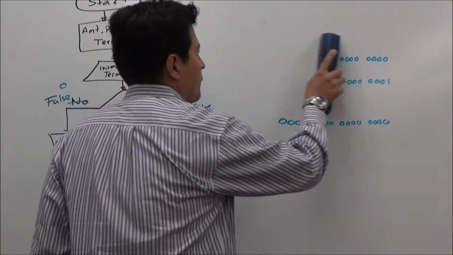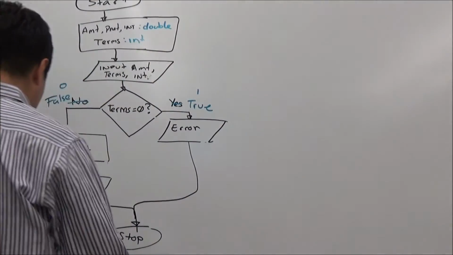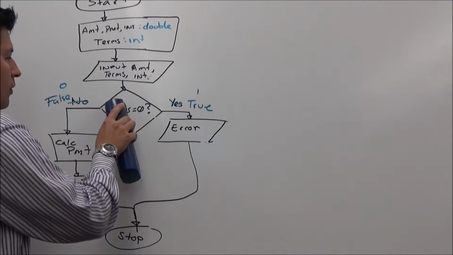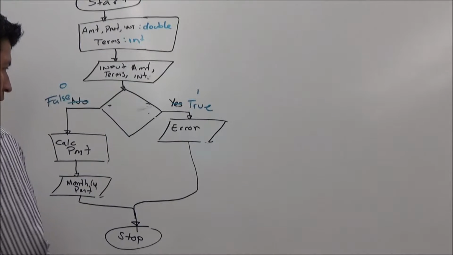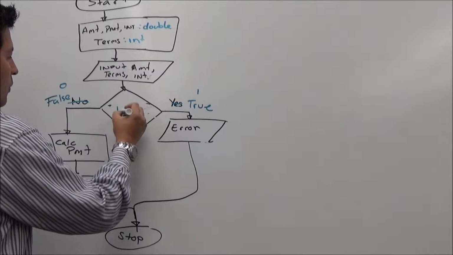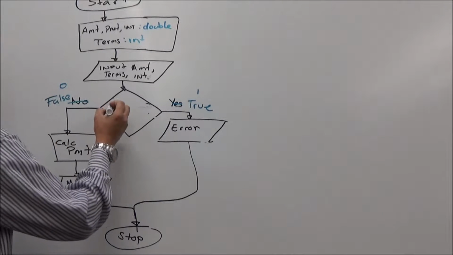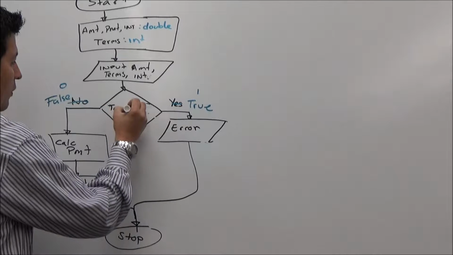So what if, instead of saying terms equals 0, what if I say, is it true? Just write the word true. That's always going to be true, right? So that's not really a question. The computer doesn't know that. You put that true inside a diamond that's saying, are you asking me if true is true? So how do we code this? So let's put it back, terms equals 0.